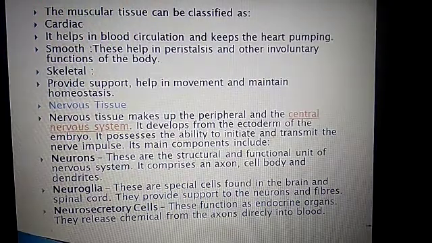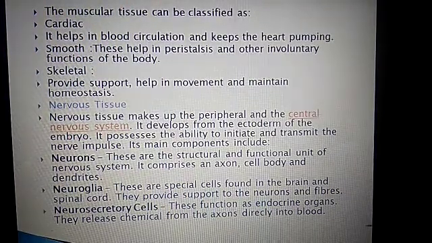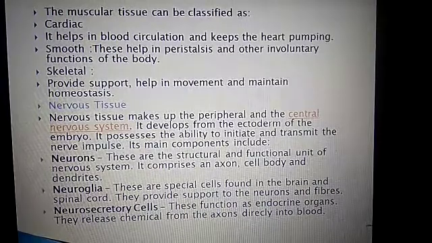Okay children, so tomorrow, in the next class, we'll discuss the organs in animals and plants.